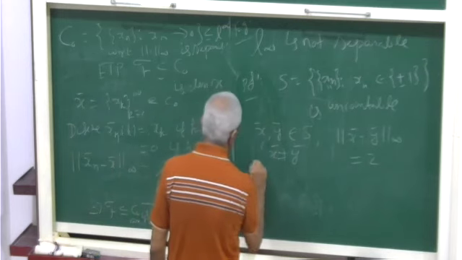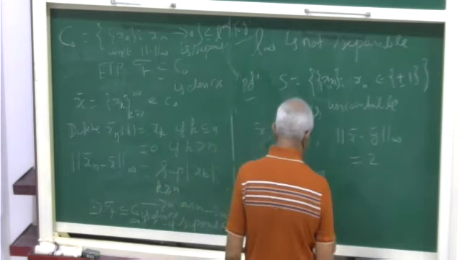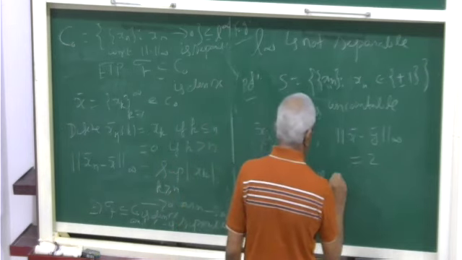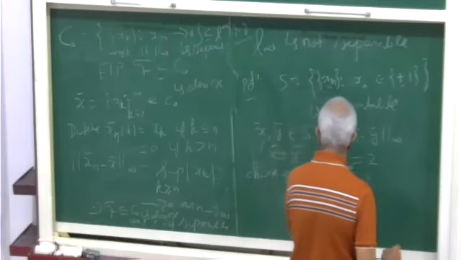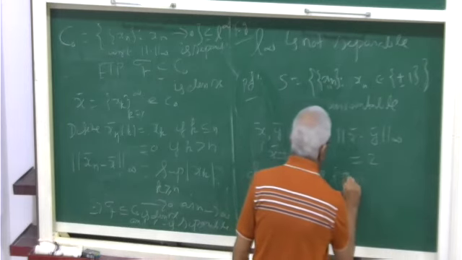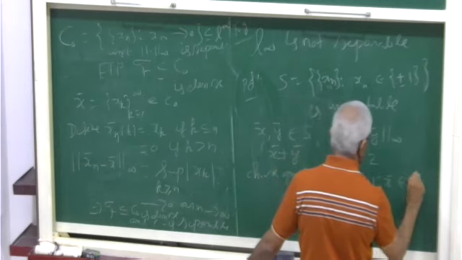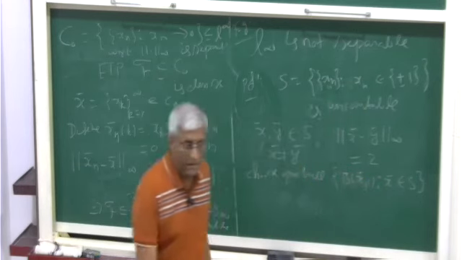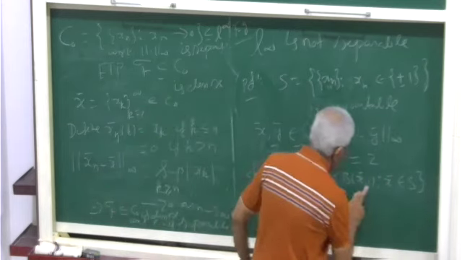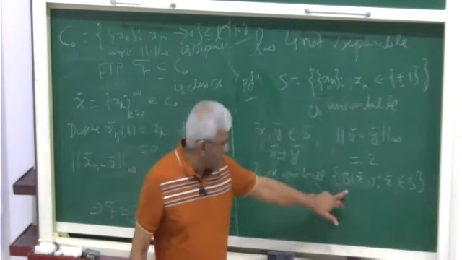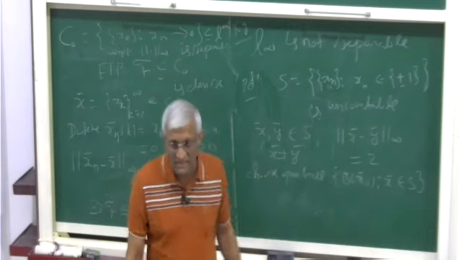Now choose open balls. Consider this set: B of x bar, 1, where x bar is in S. You take an x bar and take an open ball of radius 1 around it. They are all a disjoint collection.